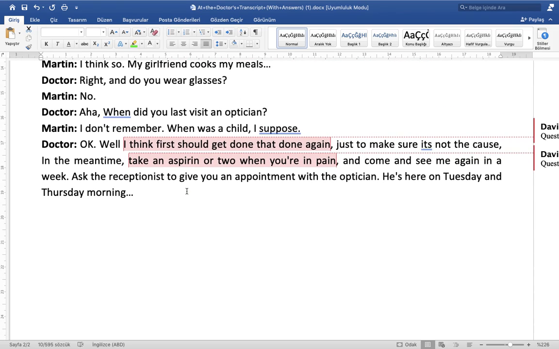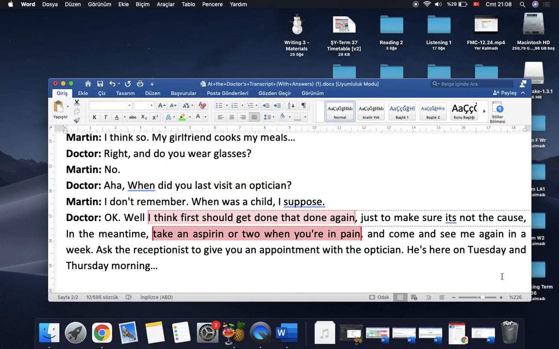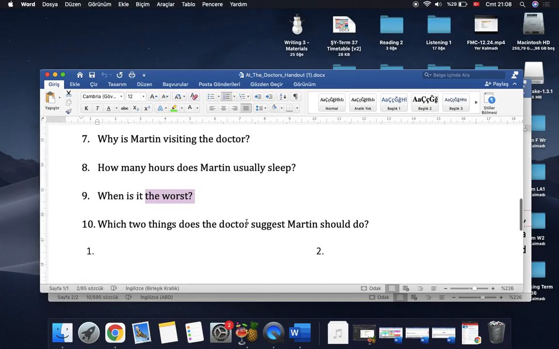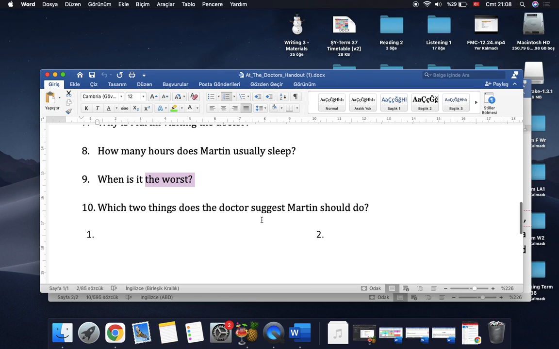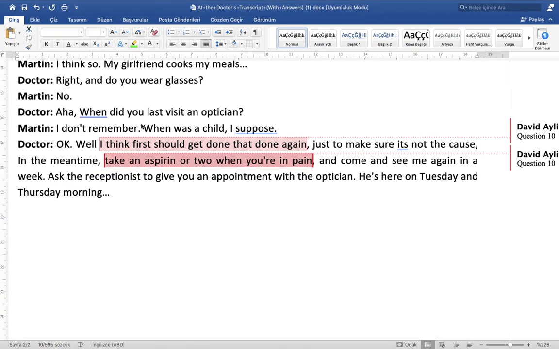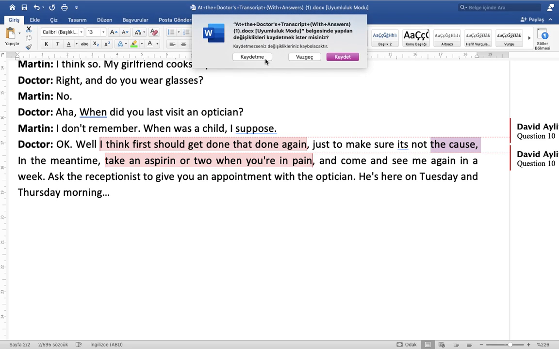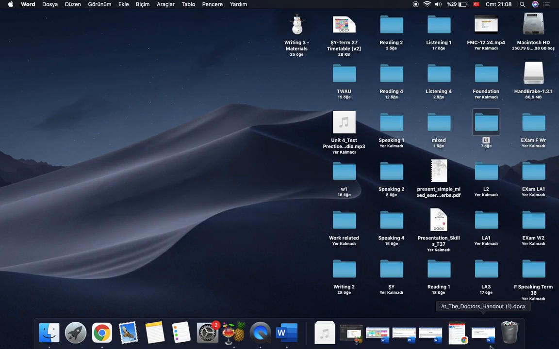And the last question was 2 suggestions that the doctor gives to Martin. Let me show you the question. 2 things that the doctor suggests. So 2 things. First, you should get that done again, just to make sure that it's not the cause. And take an aspirin, 1 aspirin or 2 when you are in pain is the answer for it. So guys, we are done with the form completion.